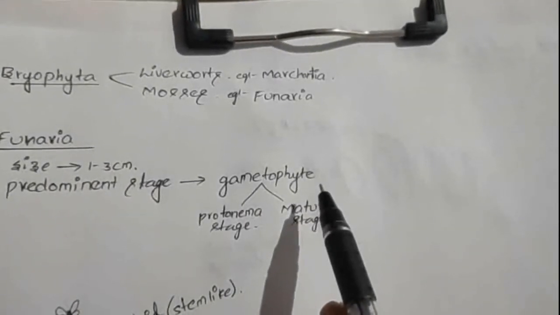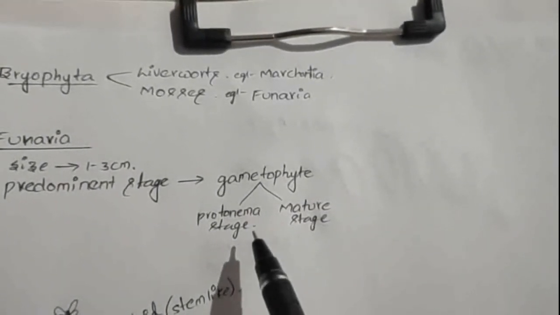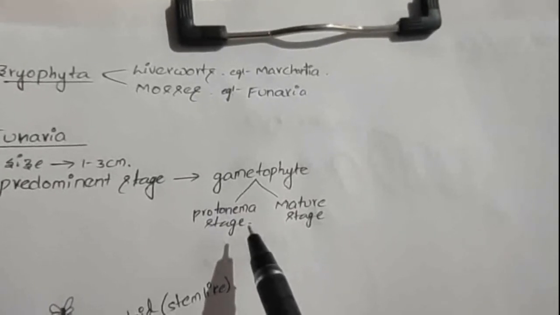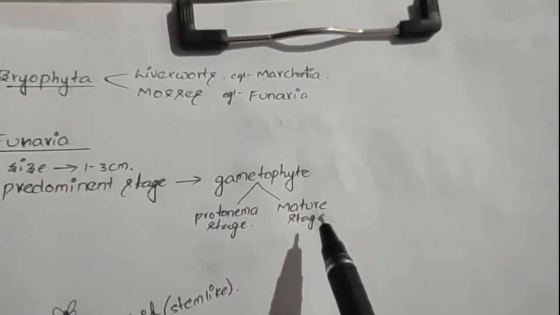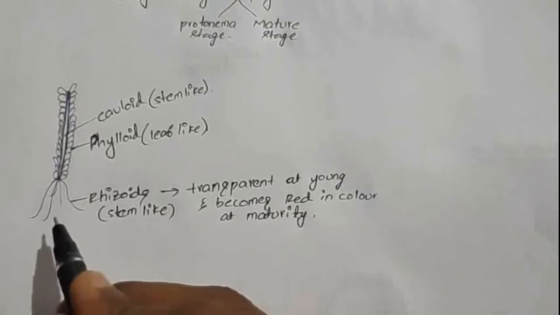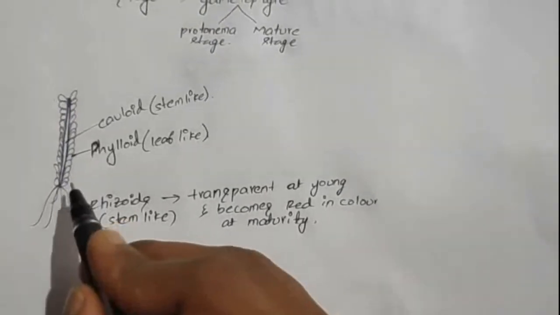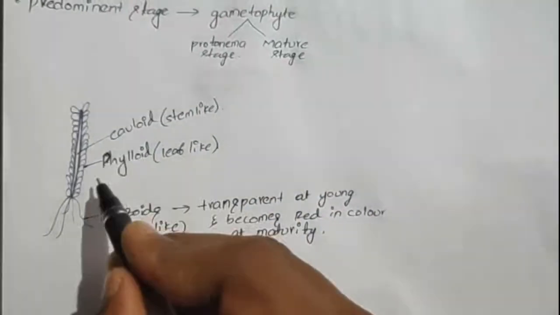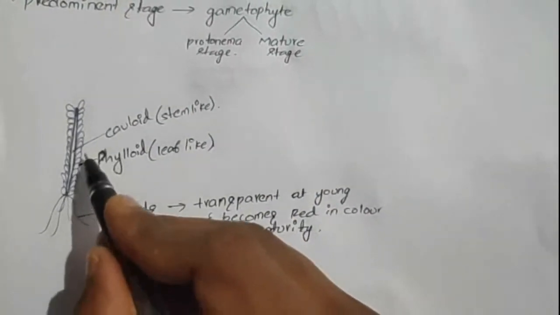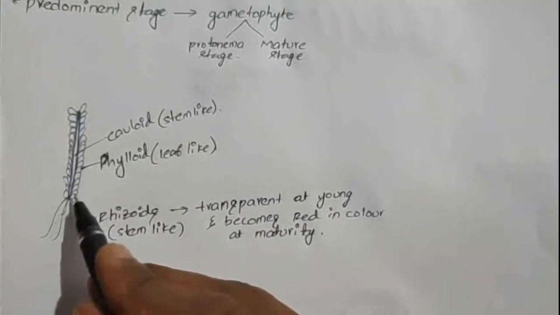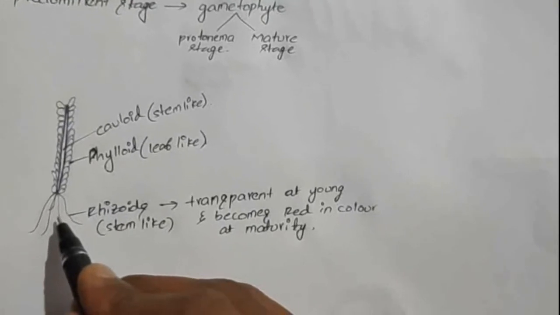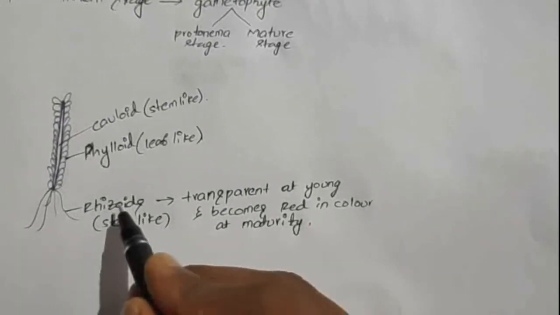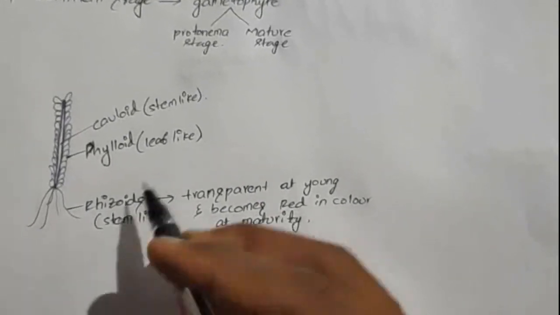In the gametophytic stage we can see two stages. Protonema stage is the developing stage, and then the mature stage. On the mature plant, we see a long axis known as cauloid, which is stem-like. It is not a stem, but it is stem-like. On the cauloid, we see green leaf-like structures known as phylloids. It is leaf-like. At the bottom of the cauloid, we see long multicellular thread-like structures known as rhizoids. These are root-like.